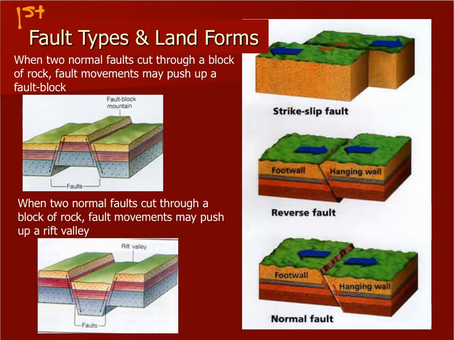These are the land features that may occur at particular types of faults. The first one is when you have two normal faults pushing a block of rock upward. That can cause mountain ranges. Also, when you have two normal faults cutting through a block of rock, fault movement may push up a rift valley.